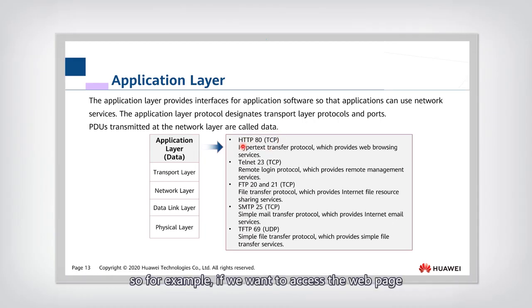So for example, if we want to access the web page, the files should be transmitted correctly. So we need to use a reliable data transfer transport layer protocol. So that is the TCP. But for some other kind of service, for example, if we watch the online video, it can allow several errors to make the transmission as fast as possible. So in that case, actually UDP is used as the transport layer protocol.